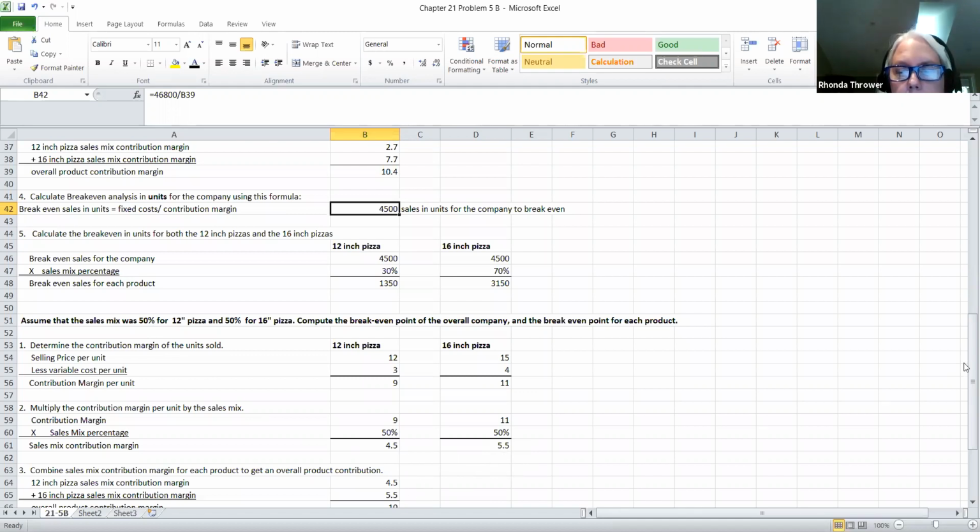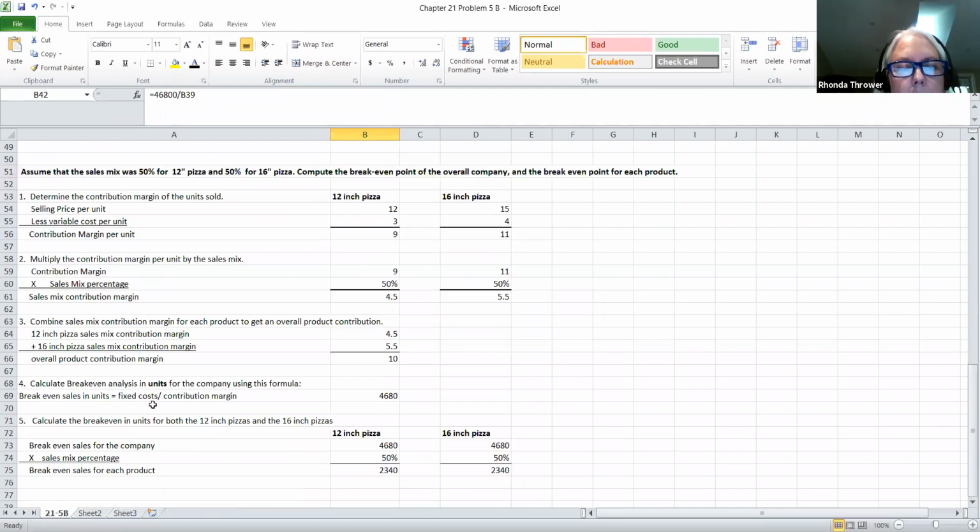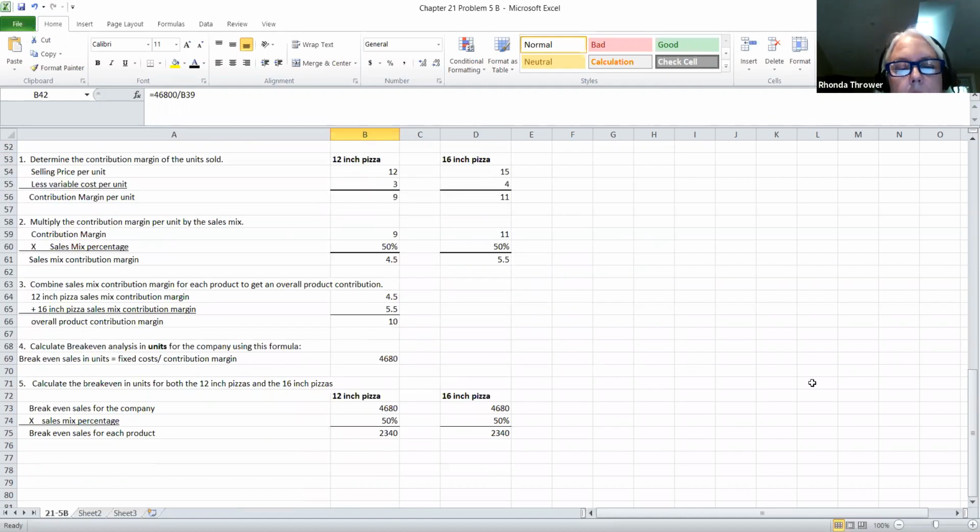These two have to be combined. The total amount is $10 as the overall amount of the contribution margin. This overall amount would be divided into the fixed cost for the company. The fixed costs were the same as what they gave you earlier, divided by the contribution margin, and that will give you a break even for the total company of 4,680 units that they need to sell.